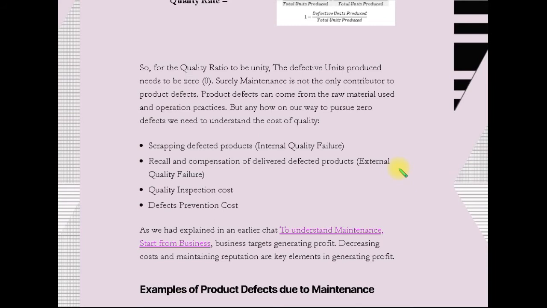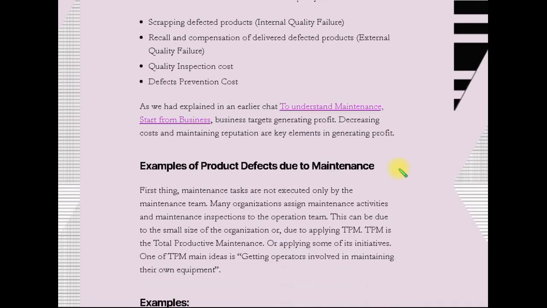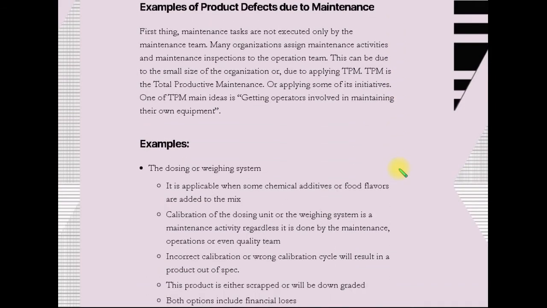But how can maintenance affect the quality of the product? Let me take an example where we have some dosing, either chemical dosing or additives dosing, some chemicals you add to your product, some flavors, some colors, and so on. These flavors, colors, chemicals, or additives you add, you add them in a precise quantity.